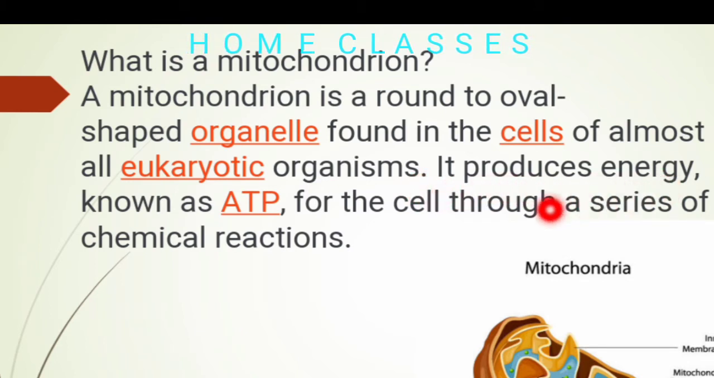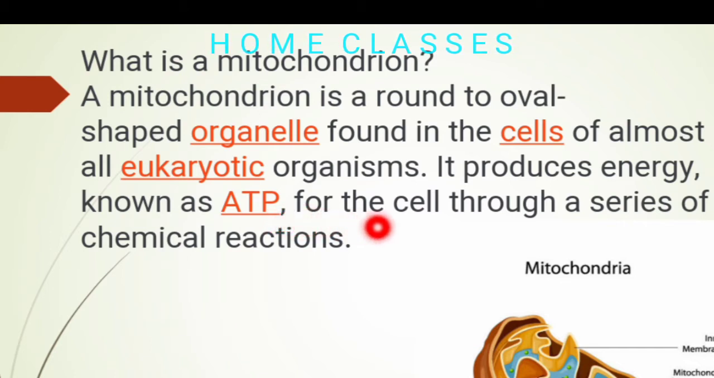It produces energy known as ATP. ATP stands for adenosine triphosphate. It is also known as the energy currency of the cell. Energy is released through a series of chemical reactions.